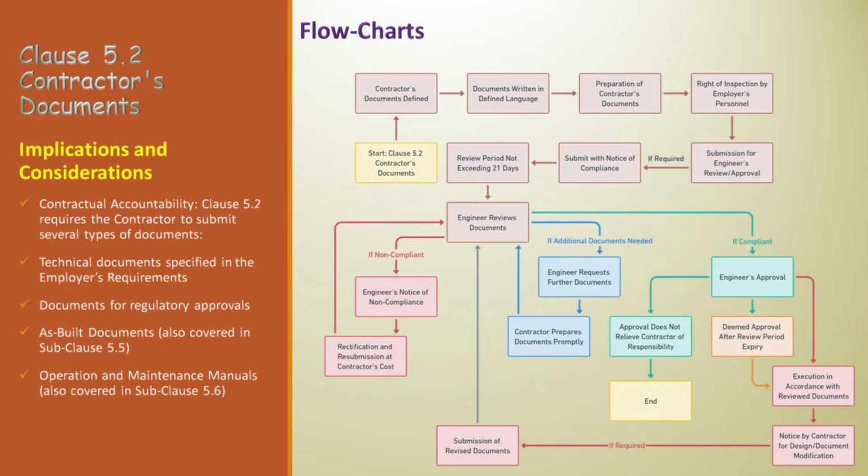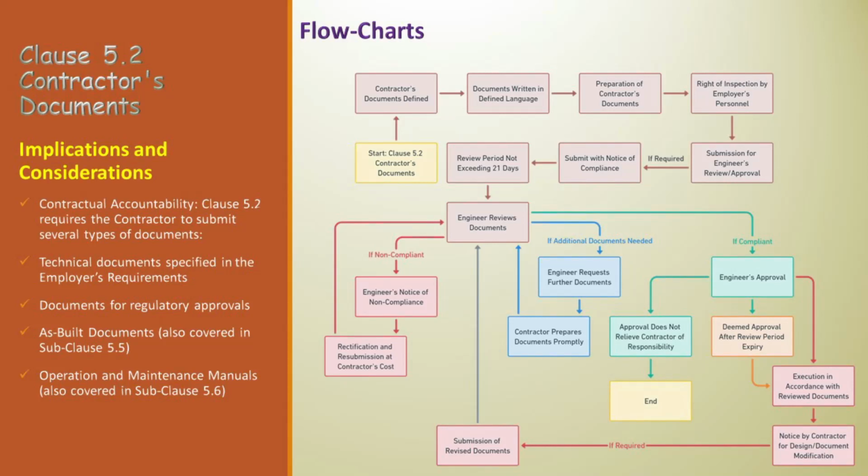Next is right of inspection by employer's personnel. The employer's team has the right to check how these documents are being prepared, no matter where the preparation is taking place. Next is submission for engineer's review approval. If the employer's requirements say so, the contractor has to send certain documents to the engineer to look over and possibly approve.